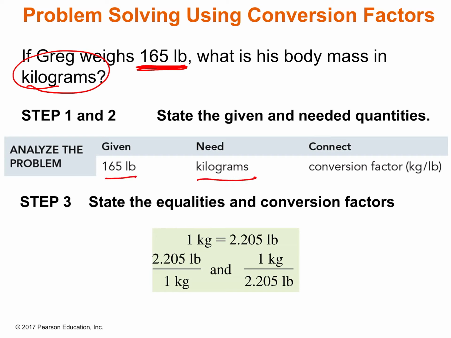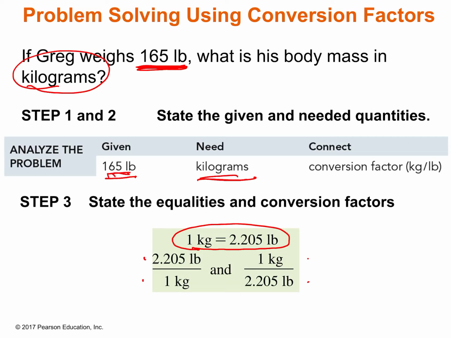So we're starting with 165 pounds, we need to figure out kilograms, and to get between pounds and kilograms, we need to have some conversion factor, some equality. So you can go and find that table that I gave you last time. It's also in your Chapter 2 lecture worksheet, and you can find how to get from pounds to kilograms. So this is the equality from that. 1 kilogram is equal to 2.205 pounds. So from that equality, we can write two different conversion factors. One that has pounds on the top and kilograms on the bottom, and the other one, which is exactly flipped, with kilograms on the top and pounds on the bottom.